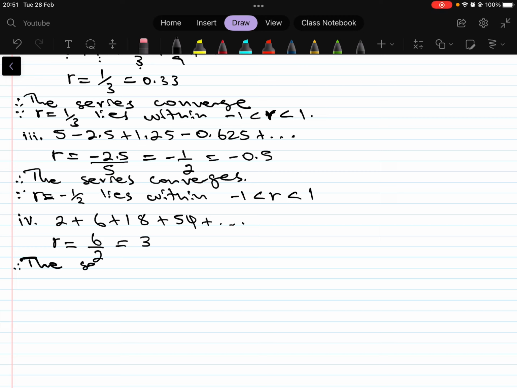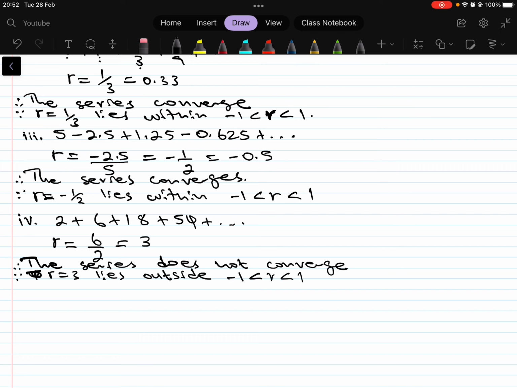Therefore, the series does not converge because R equals 3, it lies outside -1 and 1.